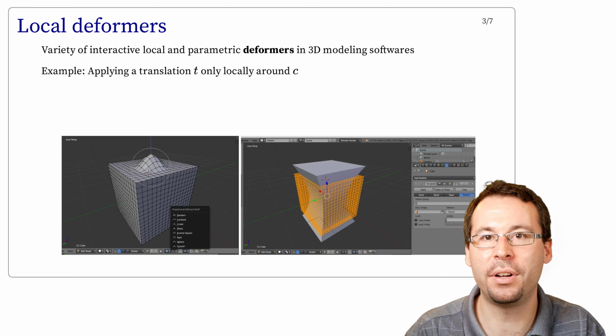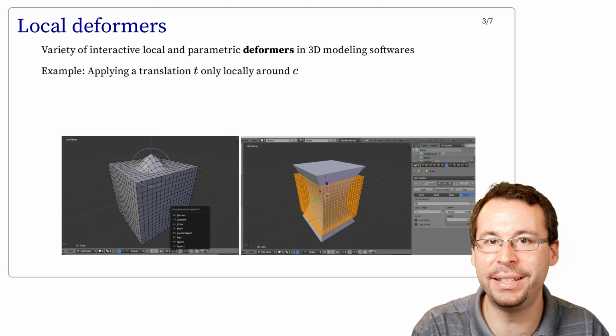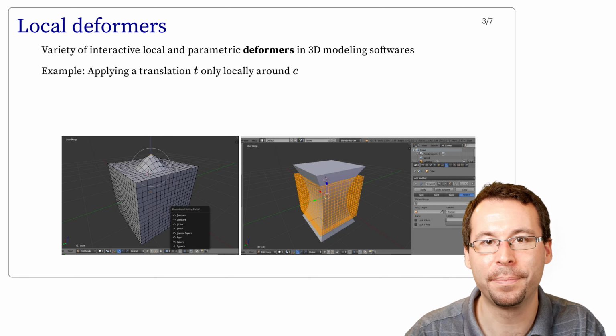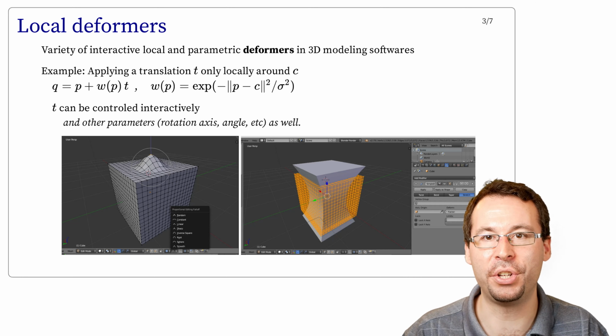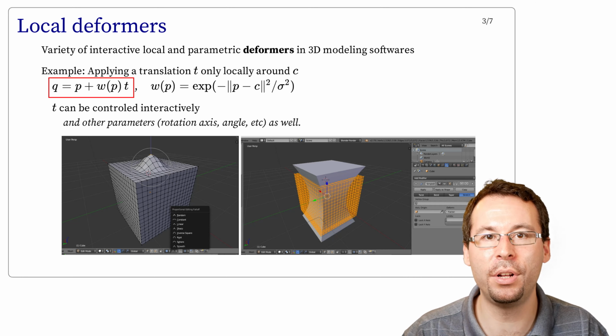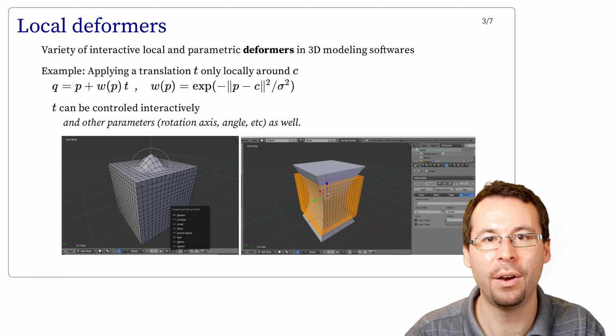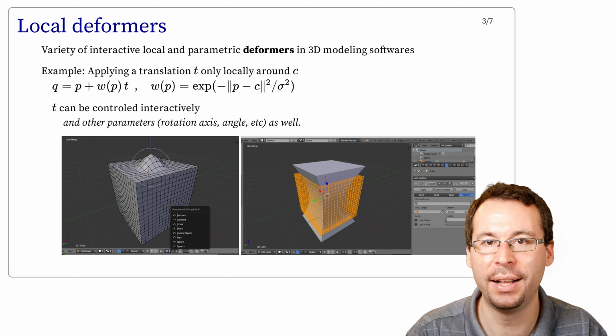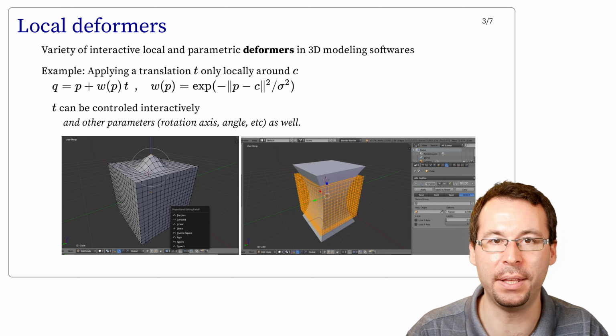And let us consider an example where a translation T is applied only locally around the 3D point C. Then we can define the deformation as Q equals P plus W of P times T, where W of P is a local weight that expresses how much translation is applied to a position P.